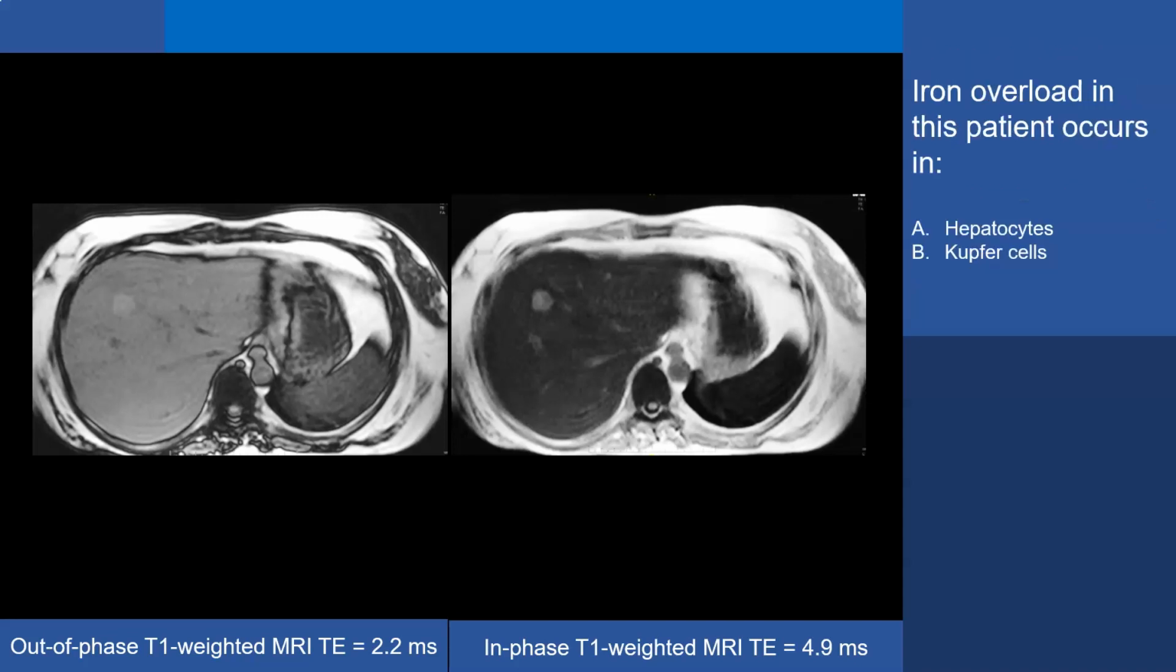One more question about the case. Iron overload in this patient occurs in A. hepatocytes, B. Kupffer cells. And the correct answer is Kupffer cells. Because if we look at the iron overload, it is not only in the liver. It is in the liver, in the spleen, and the bone marrow. And all of these are components of the reticuloendothelial system. And the representative of the reticuloendothelial system in the liver are the Kupffer cells and not the hepatocytes.